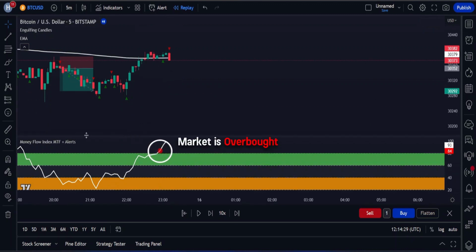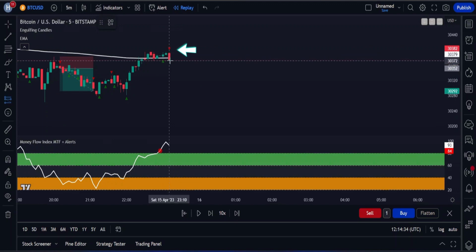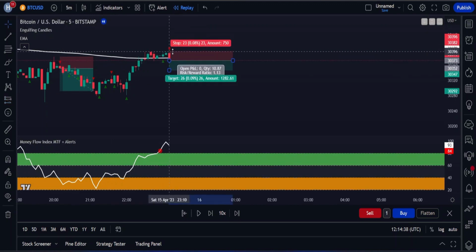Here we see all our conditions are fulfilled. We got a red circle here indicating an overbought market. The market is below the 200 EMA, and we got a bearish engulfing signal here. So I'll open a sell position here, set our stop loss, and risk to reward ratio.